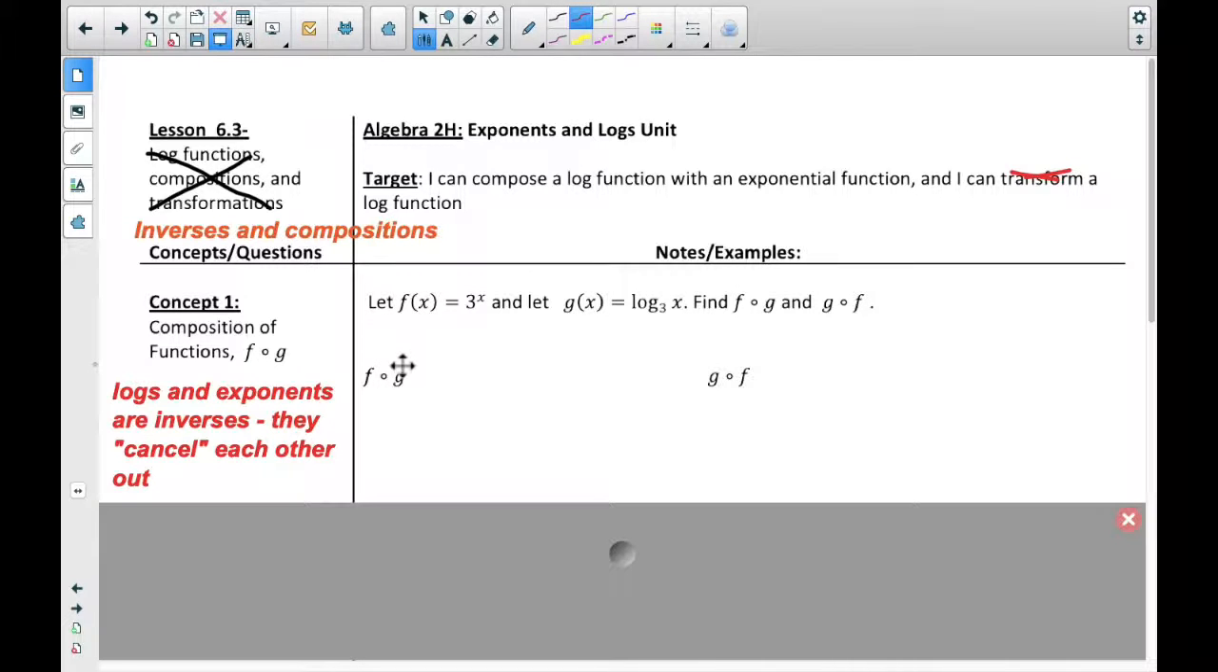Remember, when we have f of g of x, that's what this means, and this little dot is not a multiplication, it's a composition. So we're going to take the g of x and plug it into the f of x. What we're going to get is that f of g of x is equal to 3 to the power of log base 3 of x. So I just took that x and plugged that whole log into it. I tried to make my 3 really big so that those could be exponents.